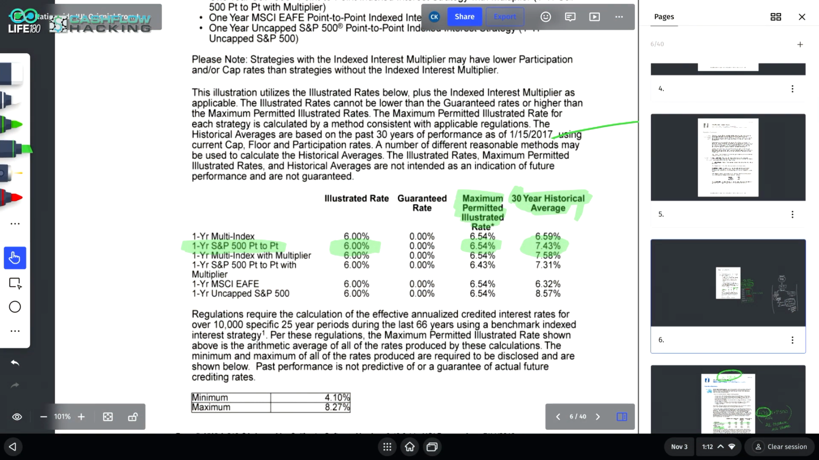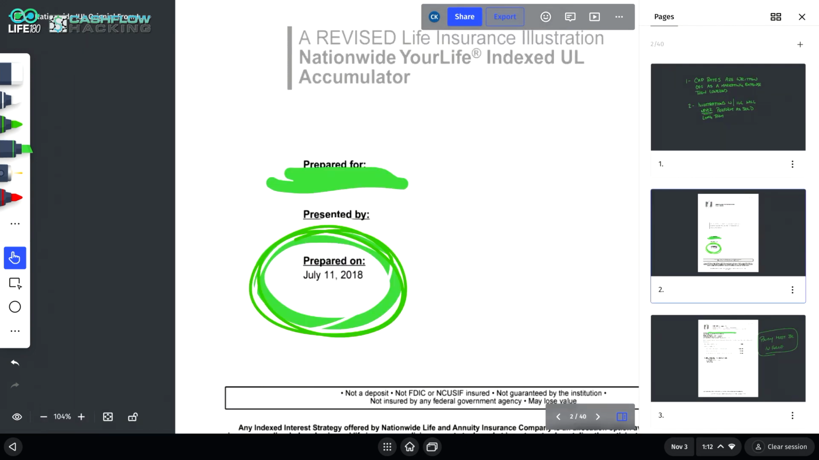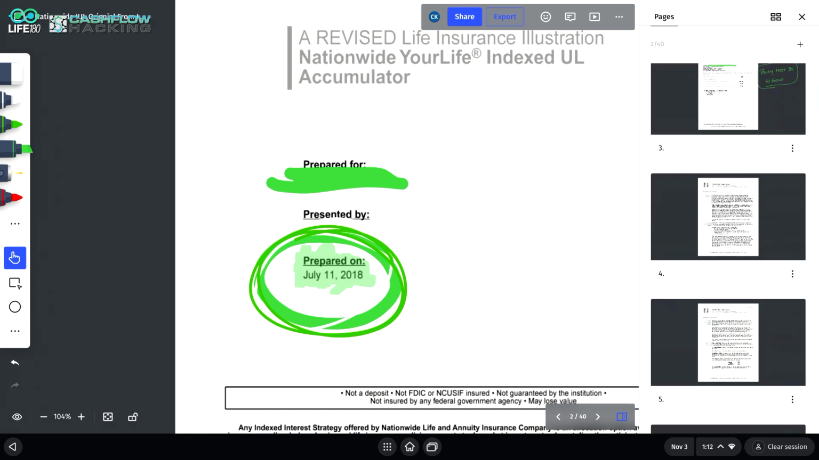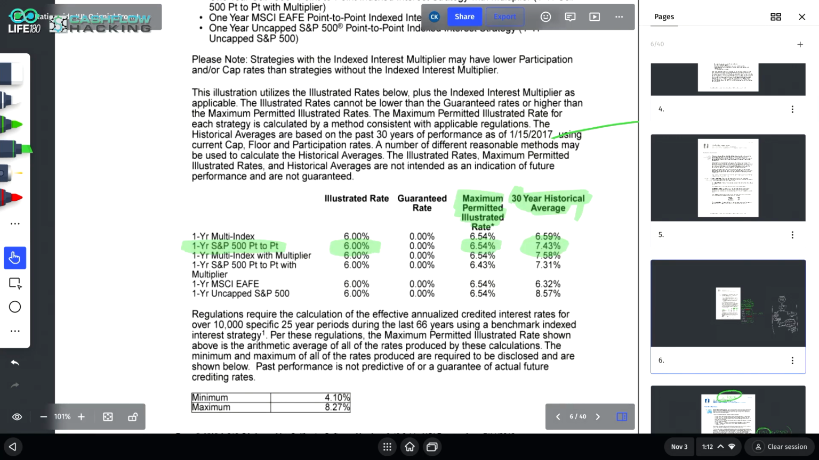So basically, here's the deal. I'm going to go back to the beginning and just show you. This is a policy that was sold on, or this illustration, I should say. This is what the policy was sold with, sold on July 11th, 2018, okay? So now we come into this and we obviously have the in-force illustration I'm going to show you, which is basically saying, all right, based on how things have changed over the years, how is this policy actually going to perform from here moving forward?